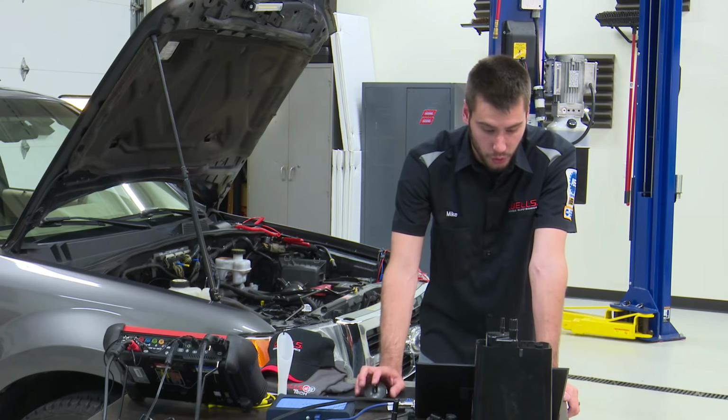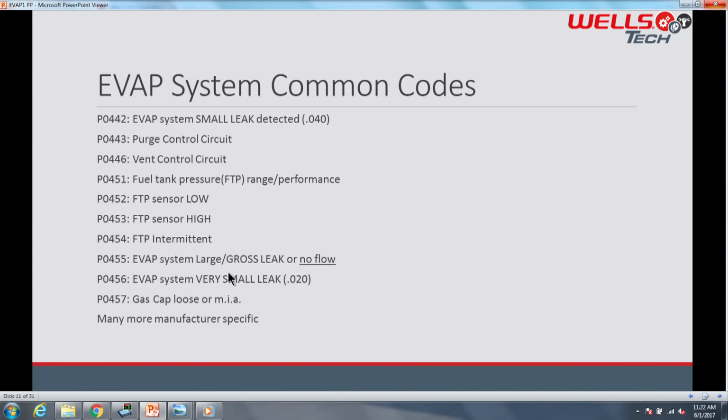Here are the common codes related to EVAP. These are going to be the OBD2 specific codes, anything from a 442 small leak all the way up to the 457 gas cap loose. Now there are way more codes than this. We would be getting more manufacturer specific on this, so I didn't want to include them because I want this to be generic. These are typically the codes that you will see come up under a generic OBD2 code pull, okay? So you have your small leak, your circuit control codes, a couple fuel tank pressure sensor codes, gross leak, very small leak, and a gas cap loose or check gas cap code, or potentially a check gas cap light.